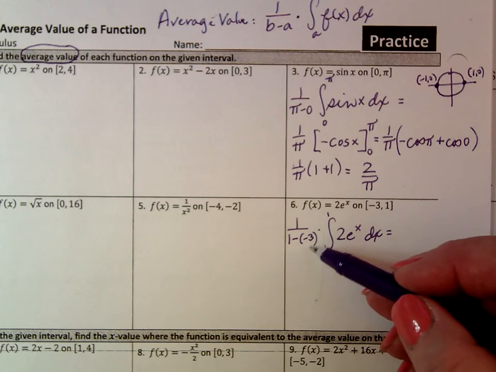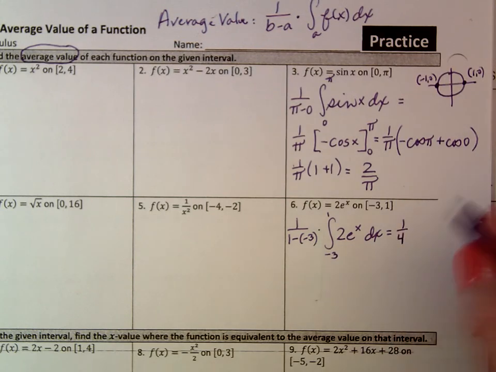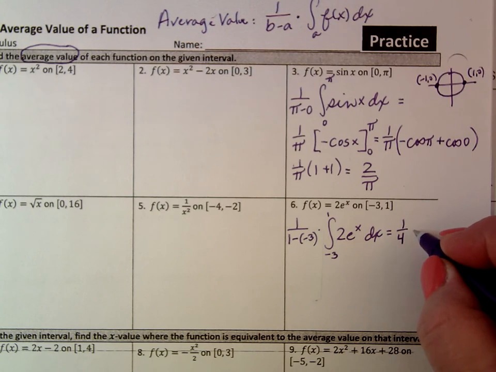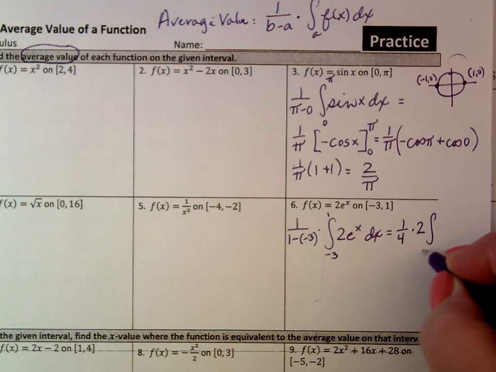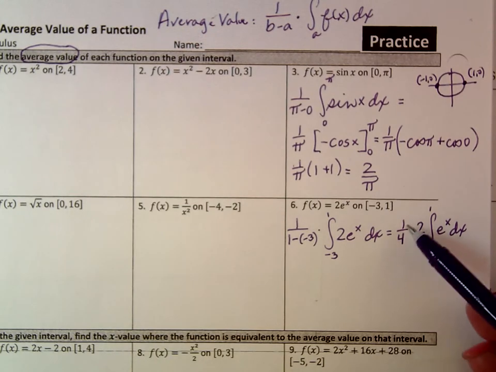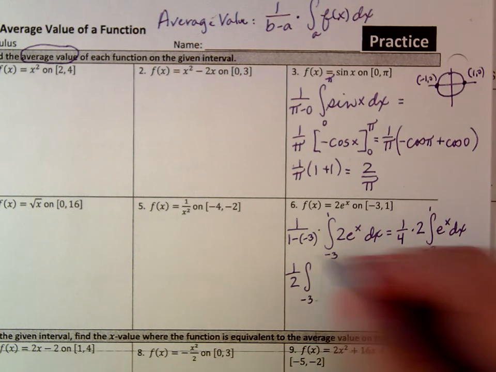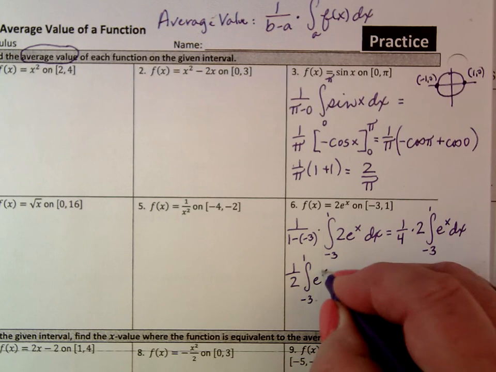So if I look at this, this is 1 plus 3, that's 1/4. And then actually I can pull this 2 out, right? Can I make the 2 the constant and the integral from negative 3 to 1 of e to the x dx? So I just make it a little simpler. 2 over 4 is 1/2. The integral from negative 3 to 1 of e to the x.